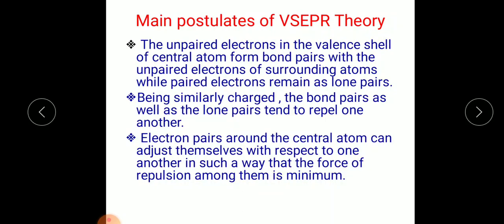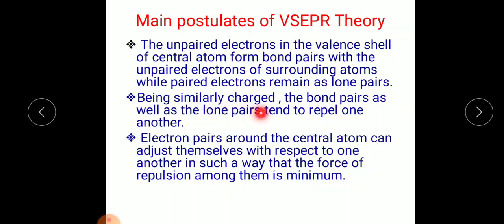The first is that the unpaired electrons in the valence shell of the central atom form bond pairs with the unpaired electrons of surrounding atoms, while paired electrons remain as lone pairs. So what will happen in a compound? When a compound is formed, the unpaired electrons present in the central atom will form bond pairs, whereas the paired electrons will remain as lone pairs of electrons. We'll see this with the help of examples.